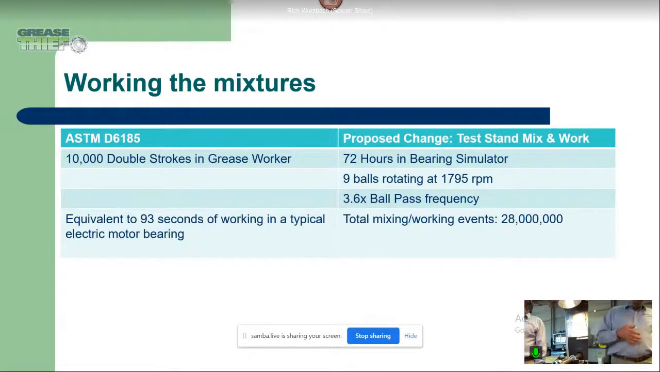So some time back, we worked to create a simulation that's closer to what happens in the field. And I'm standing in front of that test stand today talking to you. This test stand involves these bearings that you see here.